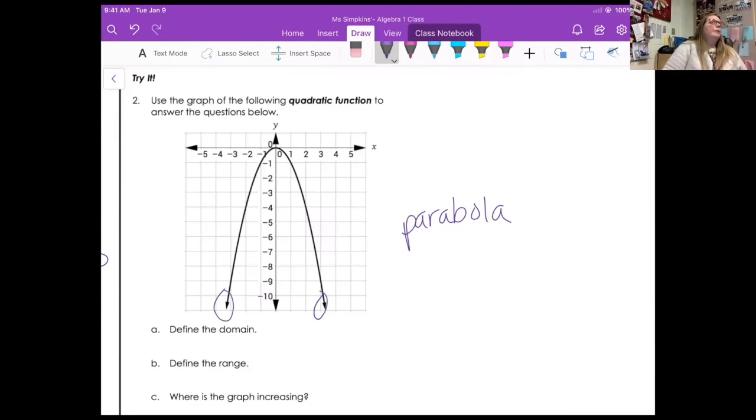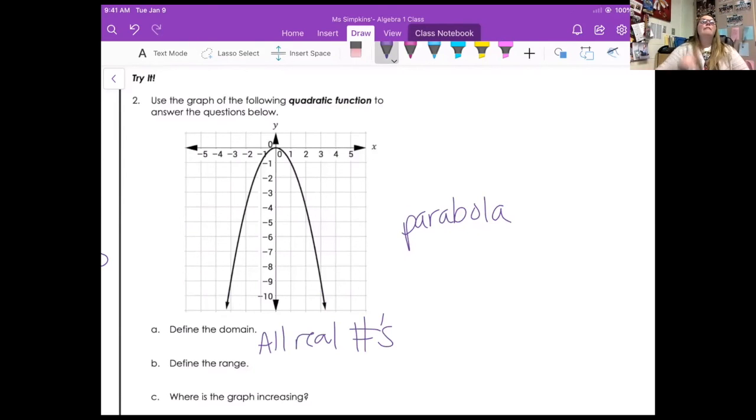So again, we have our arrows. This time the arrows are pointing down, but they're still pointing out. So what does that mean? It's going on infinitely. So our domain is all real numbers. So left and right, it's going to end up going forever. What about up and down?